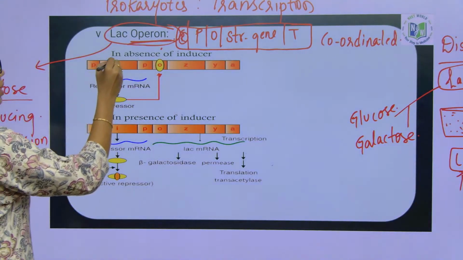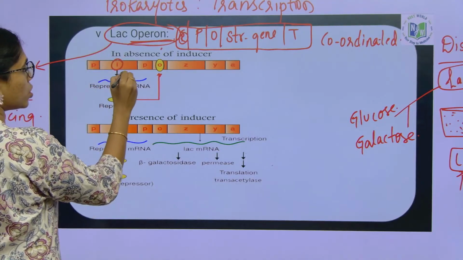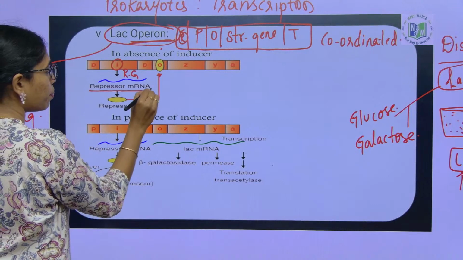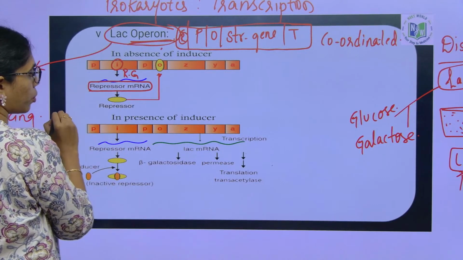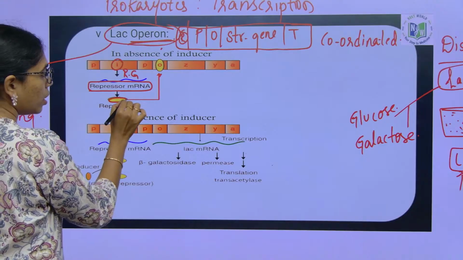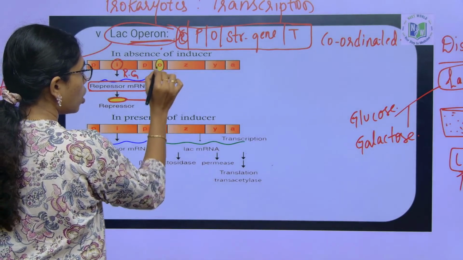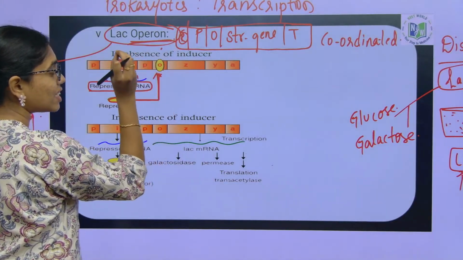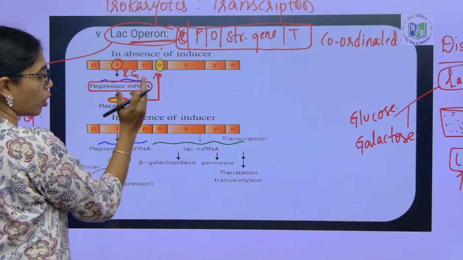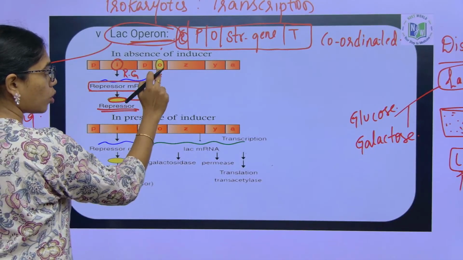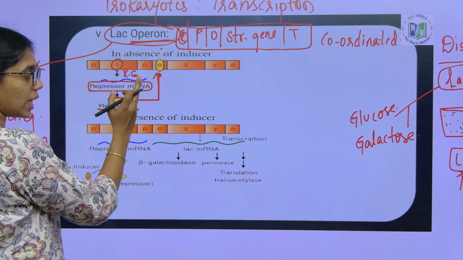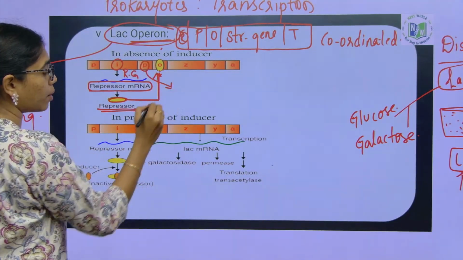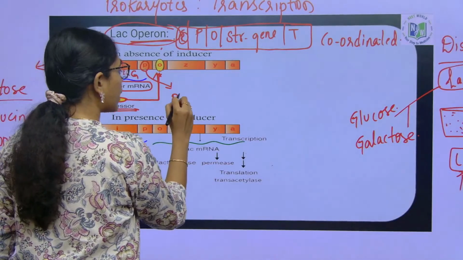I have told you this: the I gene is what? Regulatory gene. This will synthesize the repressor protein. This repressor protein will always bind to which region? Operator region. Here the gene expression is switched off. This is the switch-off model where the repressor binds to the operator region, so gene expression is switched off. To the promoter region, as usual, at the time of transcription, what is binding? RNA polymerase.